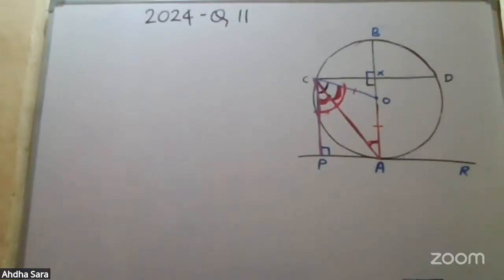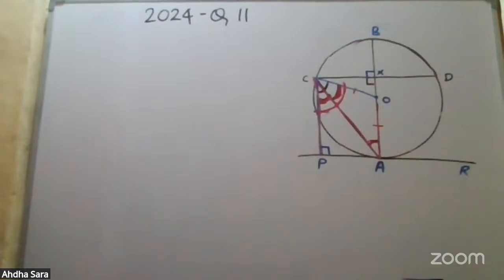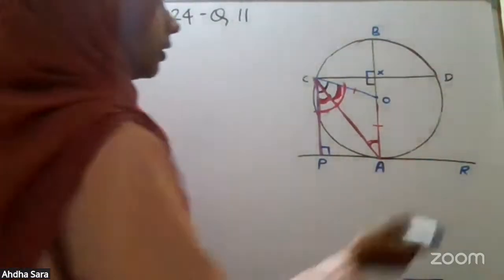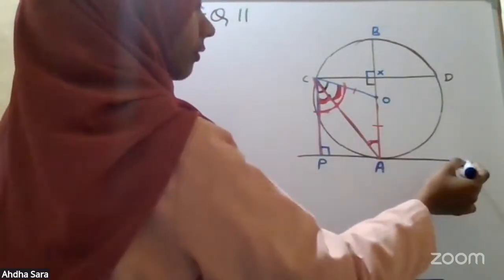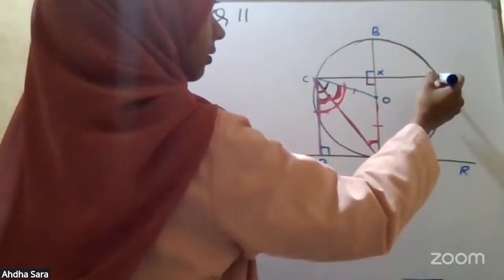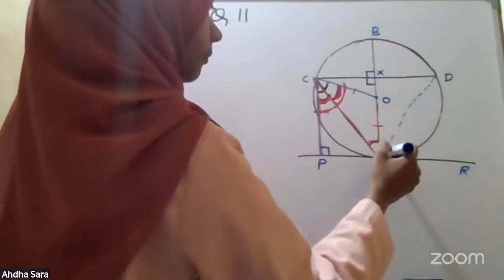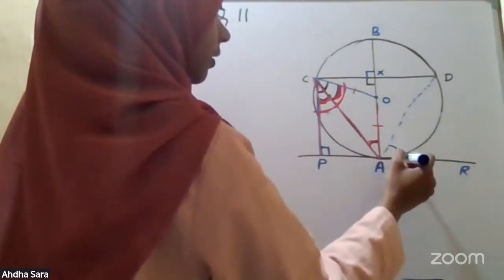The next question they have asked: state with reasons two angles which are equal to BAR. So they are asking about the angle BAR.